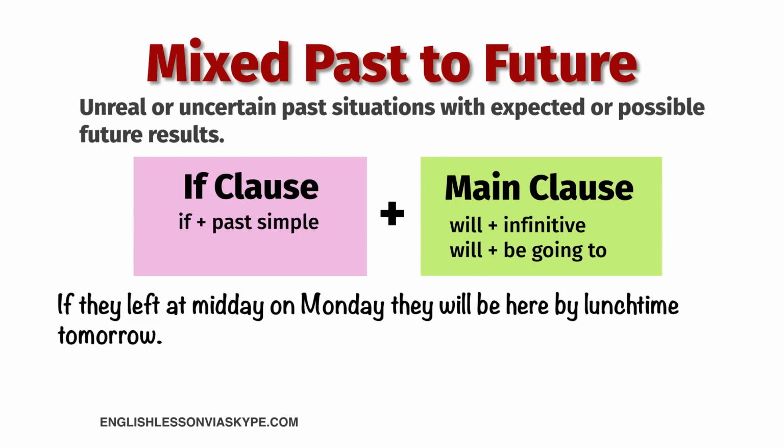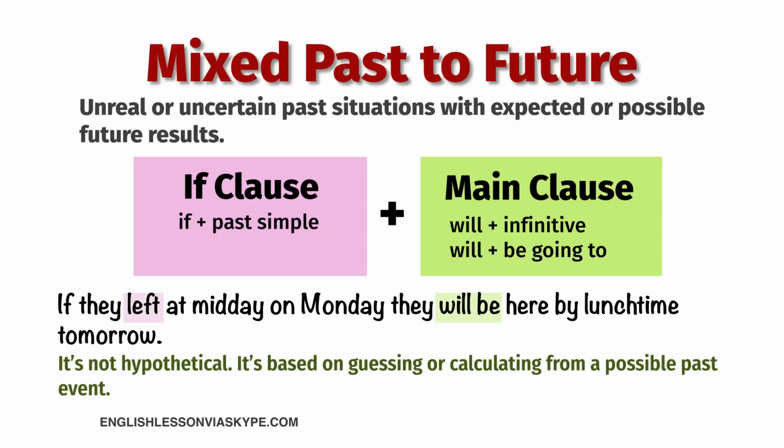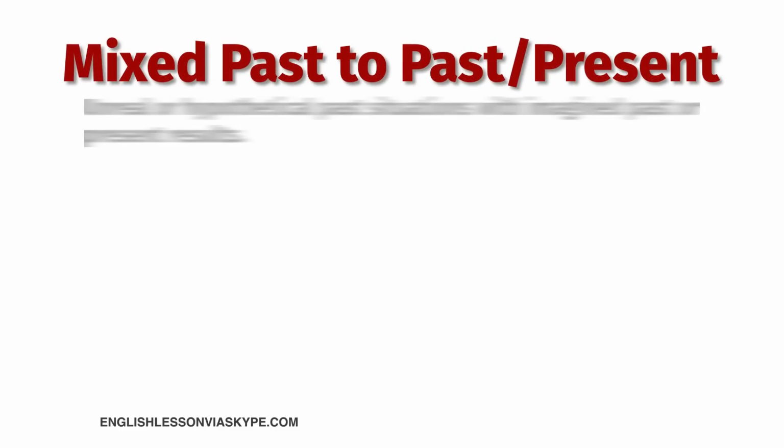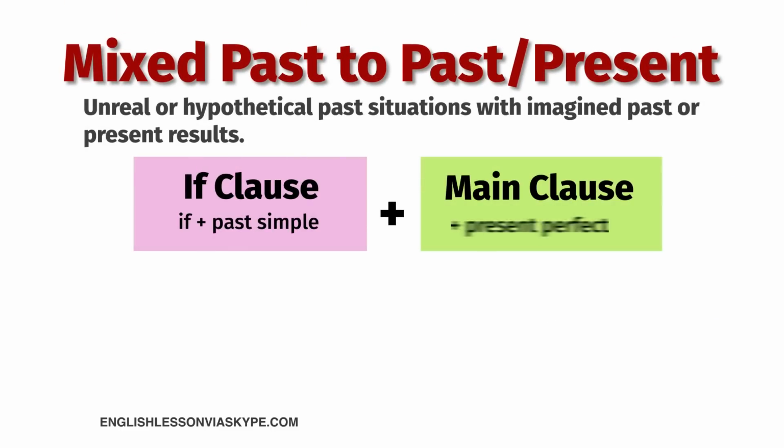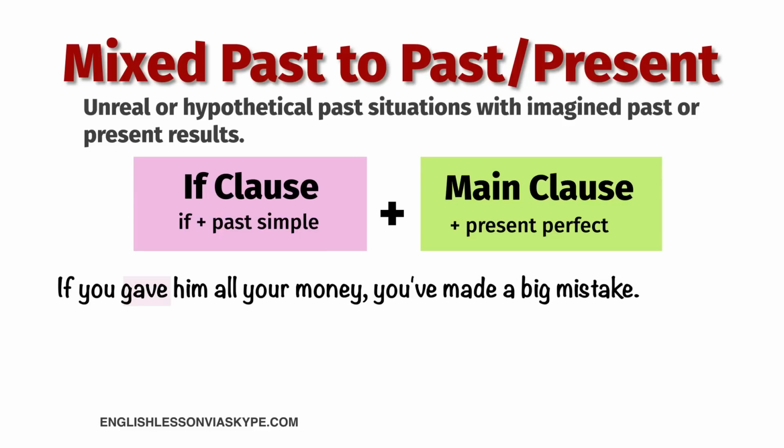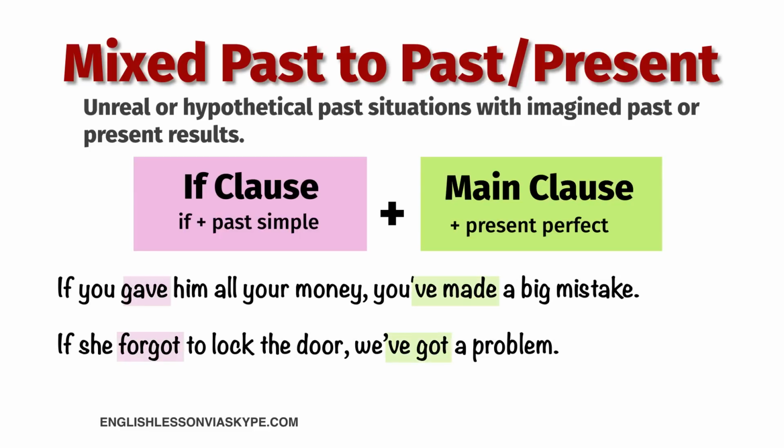For example, if they left at midday on Monday, they will be here by lunchtime tomorrow. So here you can see we're moving to the future and we're using will. If they left at midday on Monday, they will be here by lunchtime tomorrow. So that's the third option, the mixed past to future conditional. And then one last one, when we have the mixed past to the past or the present conditional. For example, if you gave him all your money, you've made a big mistake, because he's probably spent it.